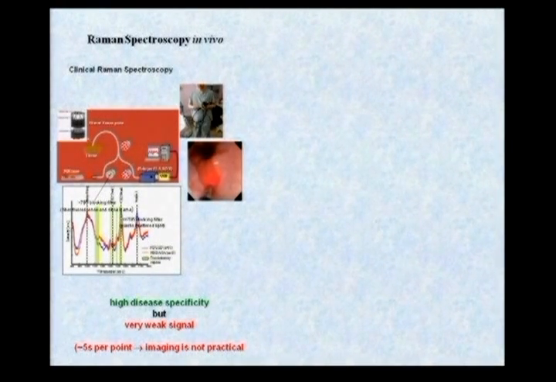And it has solved a clinical problem, except it's not really clinically practical because the signal is so weak that it takes about 5 seconds per point. And so that's problematic just for clinical practice. And you cannot make an image in that way.